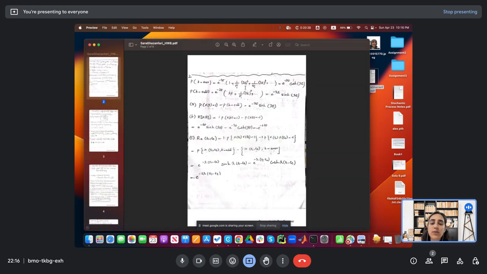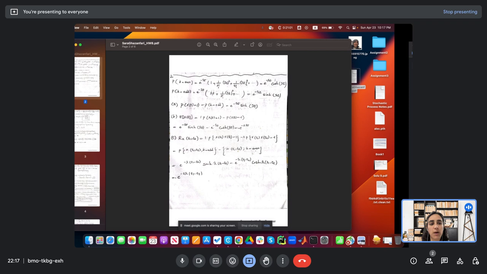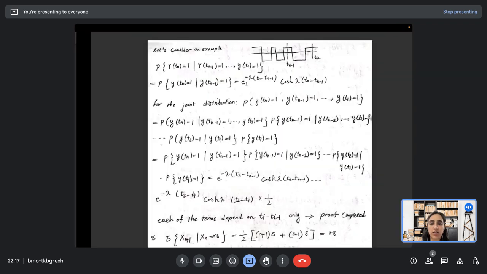Yeah, we showed that the probability of k being an even number is equal to e to the power of minus lambda t times cosine hyperbolic of lambda times t. So we can use exactly this in our problem. Let's dive into the answer.